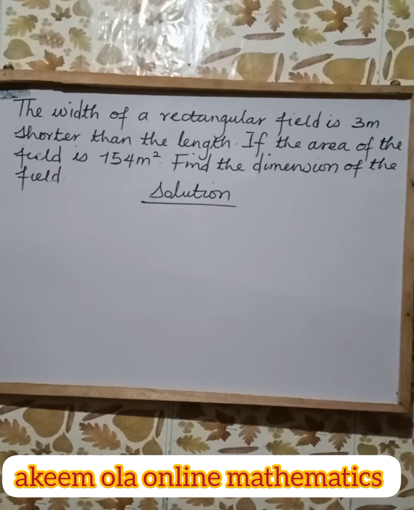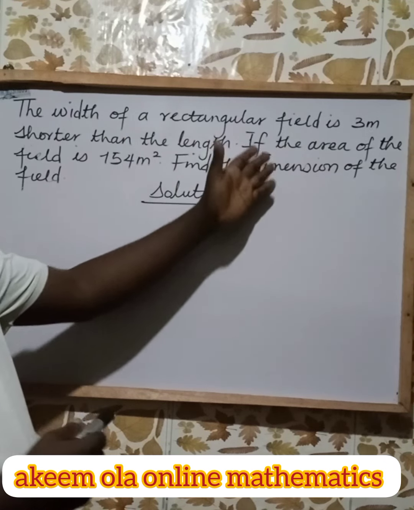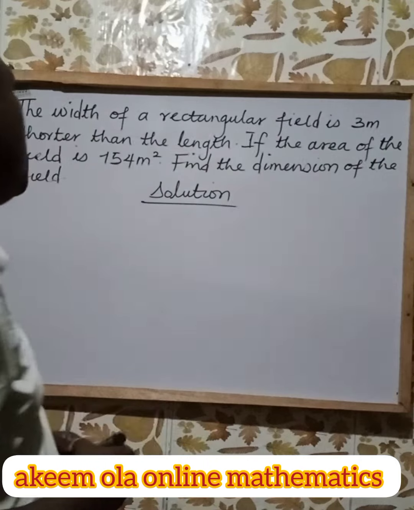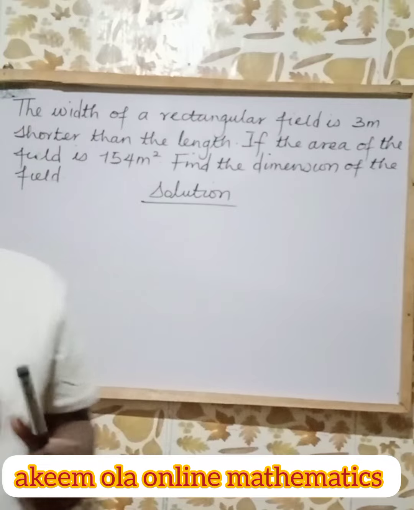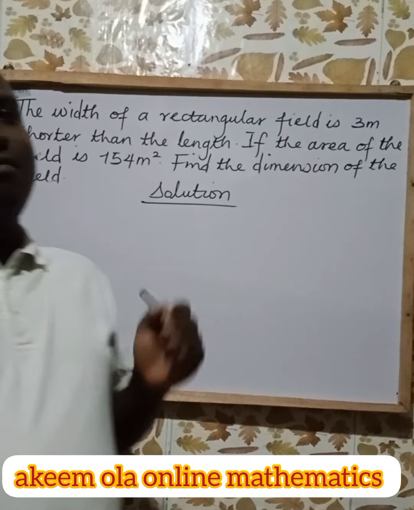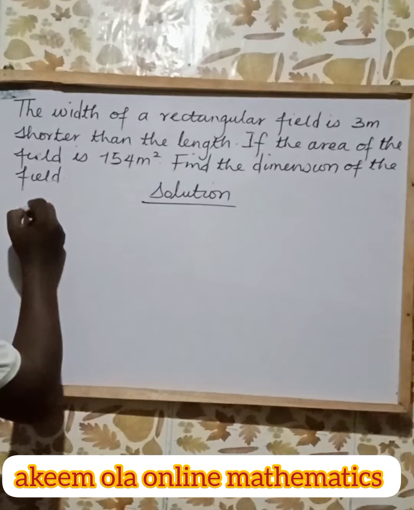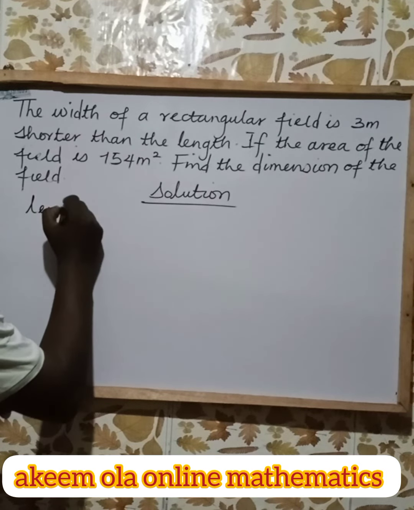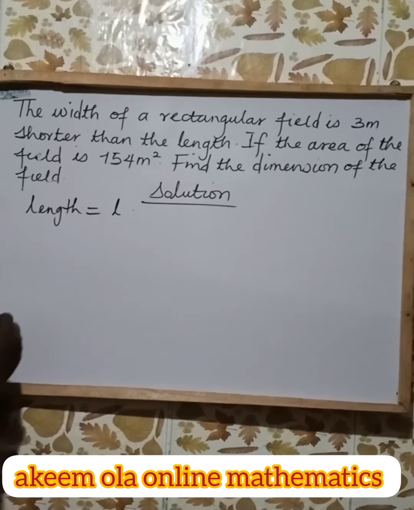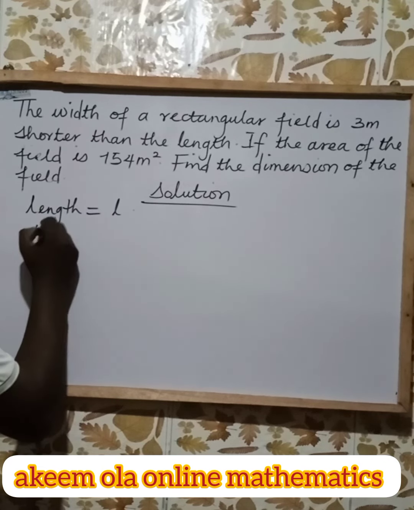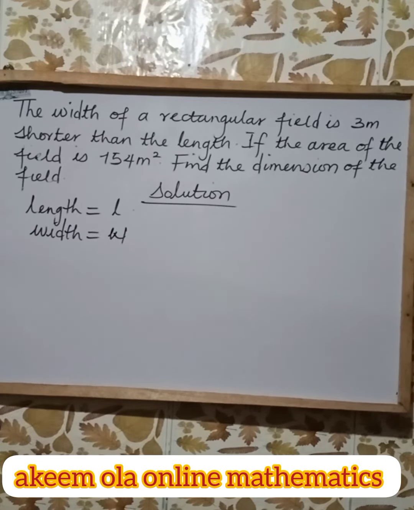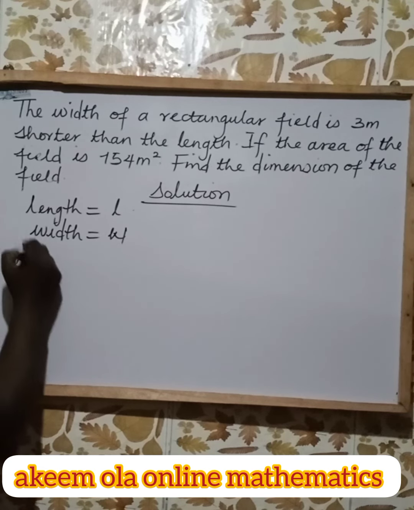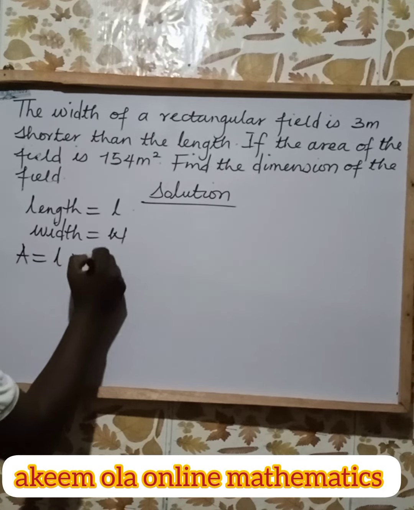We have from the first sentence that the width of a rectangular field is 3 meters shorter than the length. That means the width is equal to length minus 3. The width is shorter. Here we are going to represent the length. The length is equal to L. Then the width, which is also known as the breadth, we can represent with W. What is area? Area is equal to length times width.